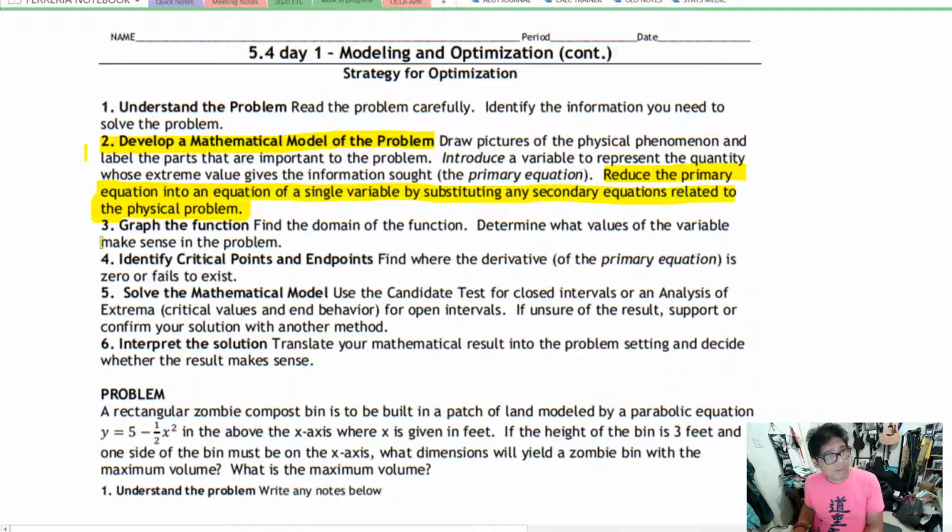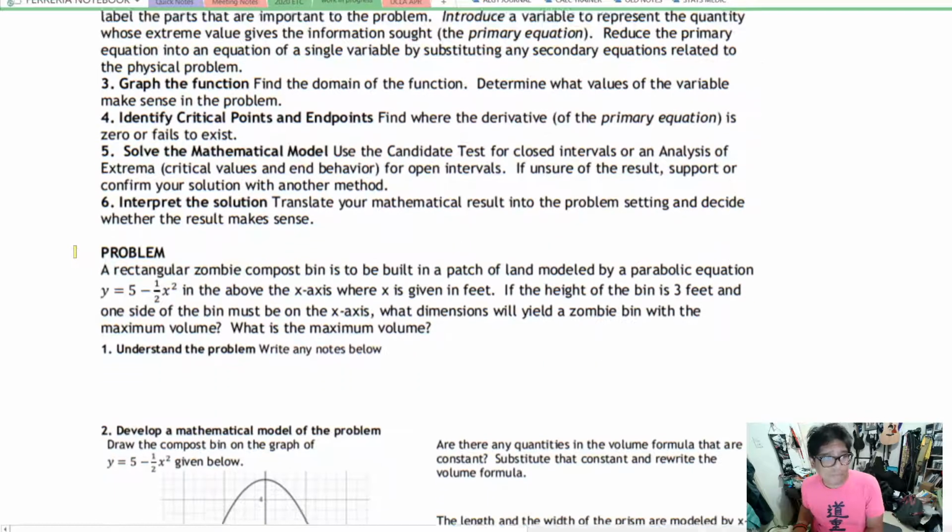Number 3, you want to graph that function when possible. You want to find the domain of the function for that one variable. And you're going to determine what values of the variable make sense.